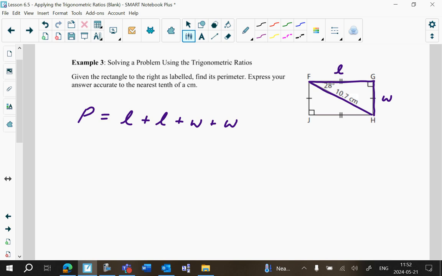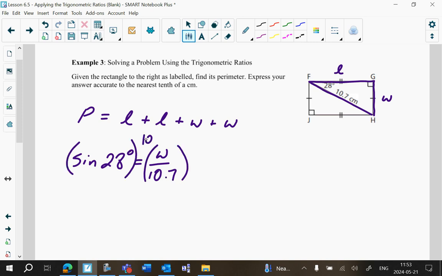Okay, give me the first one. Sine 28 degrees equals W over 10.7. Get rid of that fraction. I'm multiplying both sides by 10.7. And it says nearest tenth again. 5.0. Okay, I see lots of people on it. So 5.0, and it's centimeters.